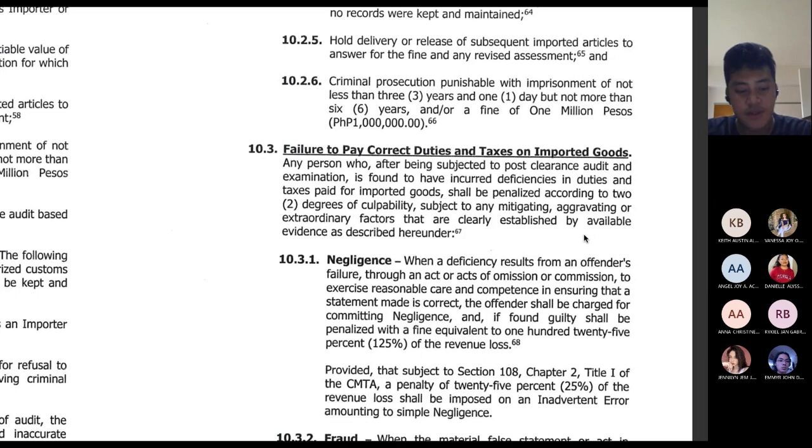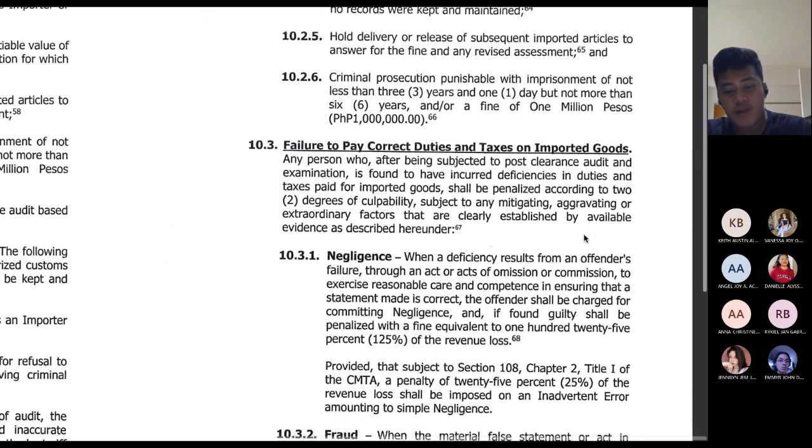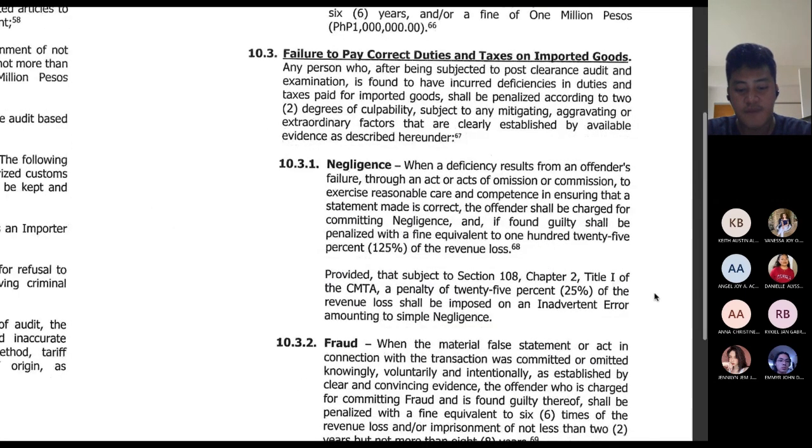The first one is 10.3.1 Negligence. When a deficiency results from an offender's failure, by an act or omission, to exercise reasonable care and competence in ensuring that a statement made is correct, the offender shall be charged with negligence, and if found guilty shall be penalized with a fine equivalent to 125% of the revenue loss, provided that subject to Section 108, Chapter 2, Title 1 of CMTA, a penalty of 25% of the revenue loss shall be imposed on an inadvertent error amounting to simple negligence.